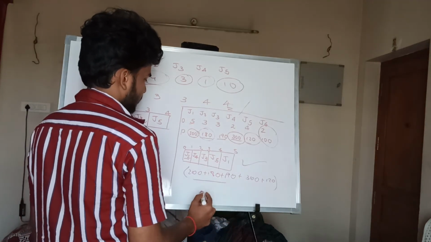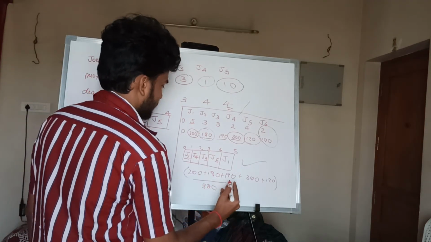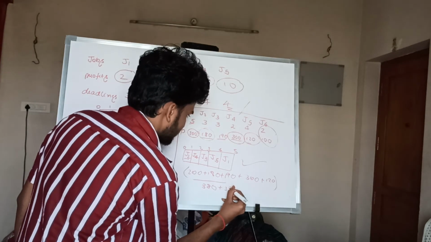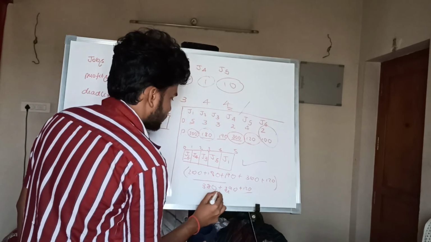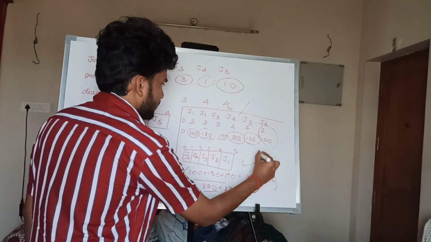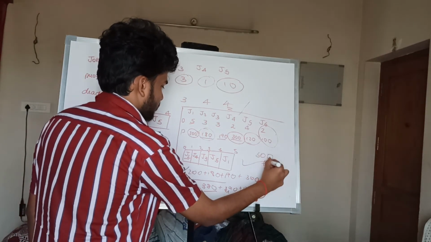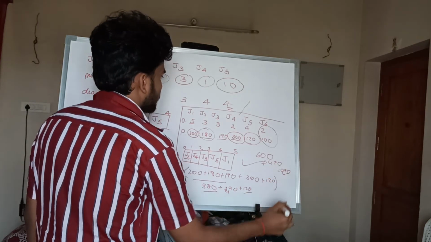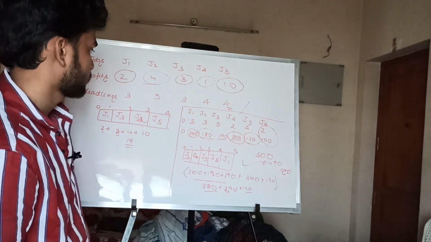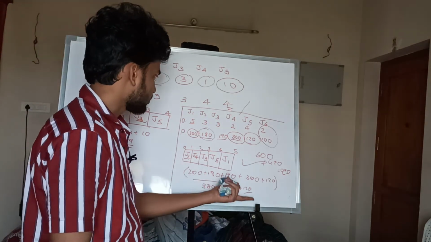So when we add all this, 380 plus 390, 490 plus 120. So this is equivalent to 500 plus 490, approximately 990. Okay, I have performed a rough calculation, do check it out.